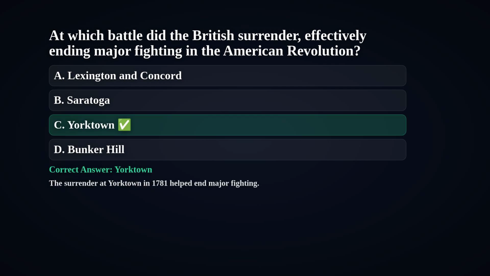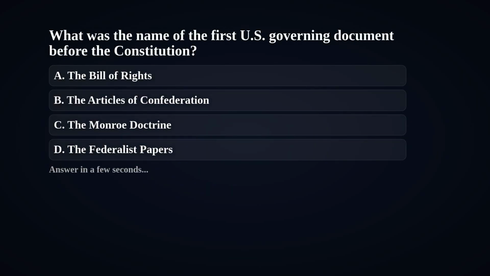The correct answer is C, Yorktown. The British surrender at Yorktown in 1781 was a decisive moment that led to the end of major fighting in the Revolutionary War. Question 15.